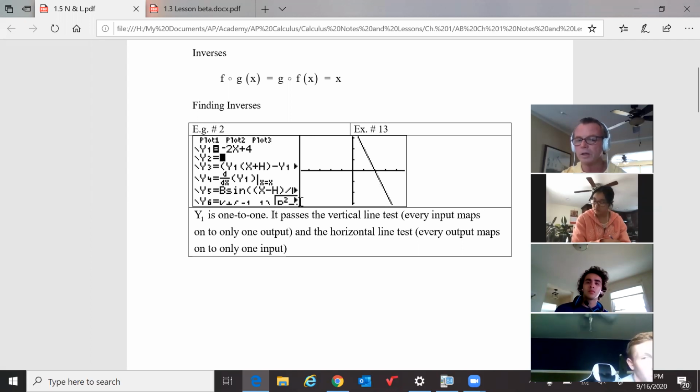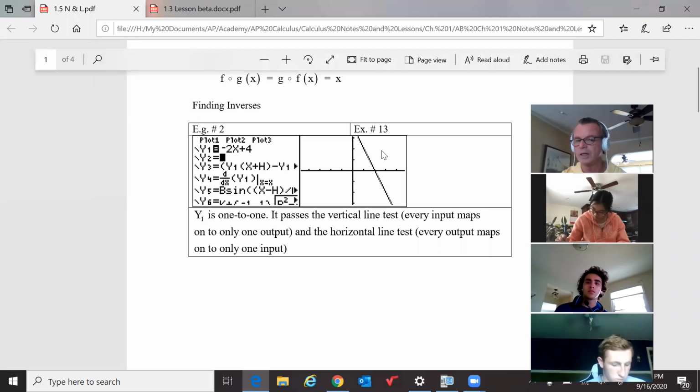This is a one-to-one function because it passes the vertical line test and the horizontal line test. So you want the inverse. It says find its inverse function. To find the inverse, you take x and y and you exchange them. So for example 2, we would say the inverse is x equals negative 2y plus 4.